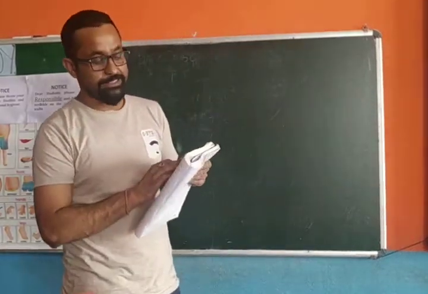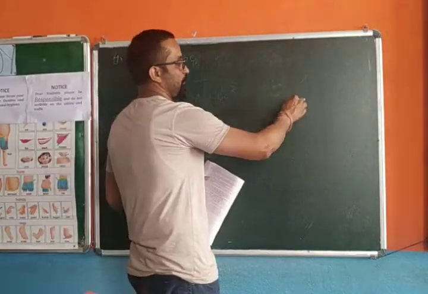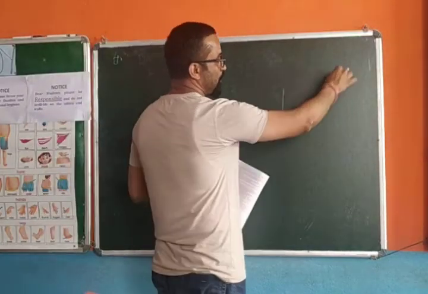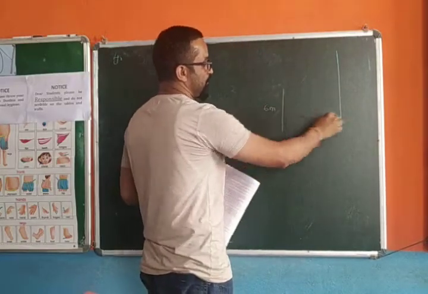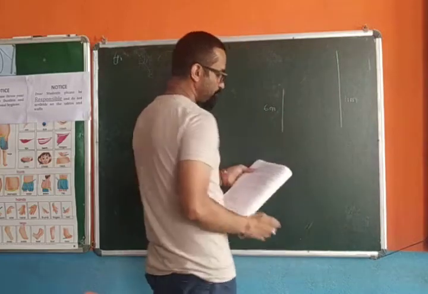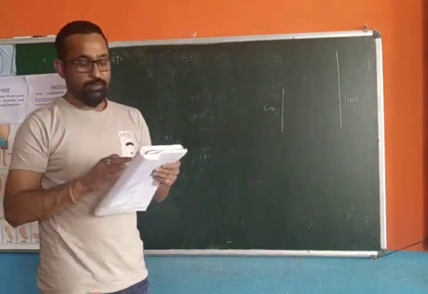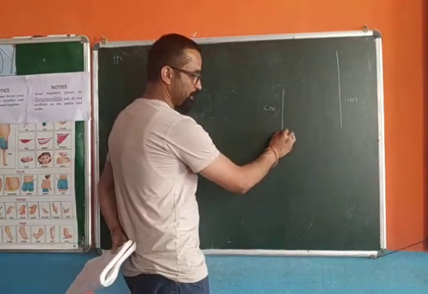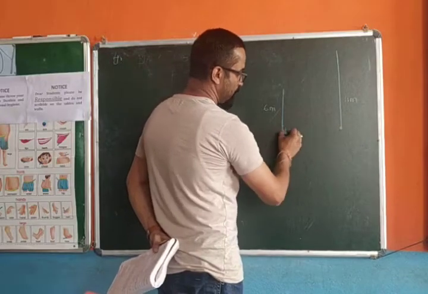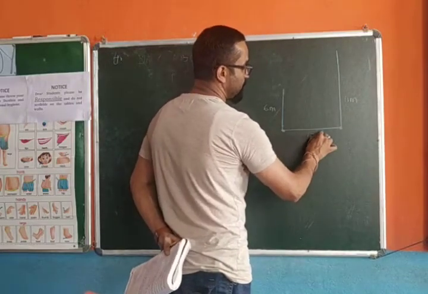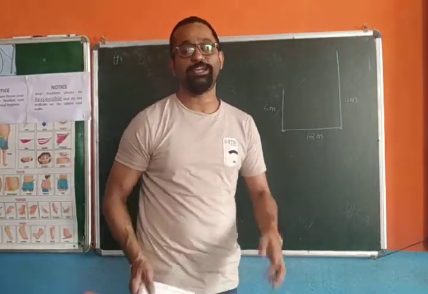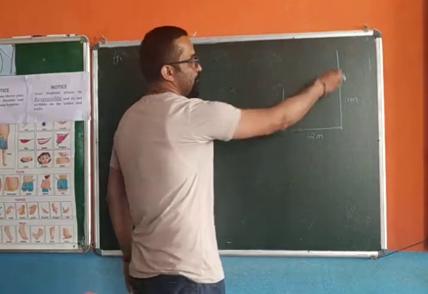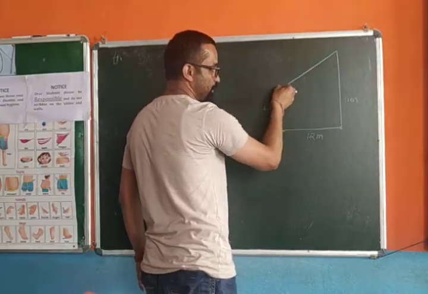Two poles of height 6 meter and 11 meter. One pole, second pole, 6 meter, 11 meter. They stand on a playground. The distance between their feet is 12 meter. Join the feet of the first and second, 12 meter. The question says to calculate the distance between their tops. This distance is asked to calculate.